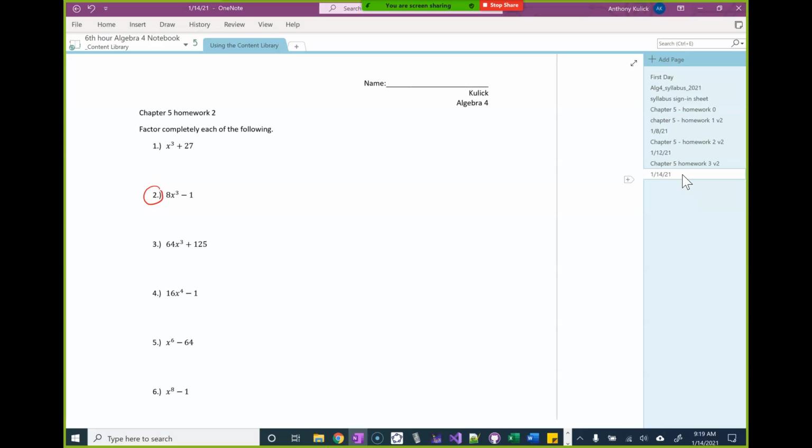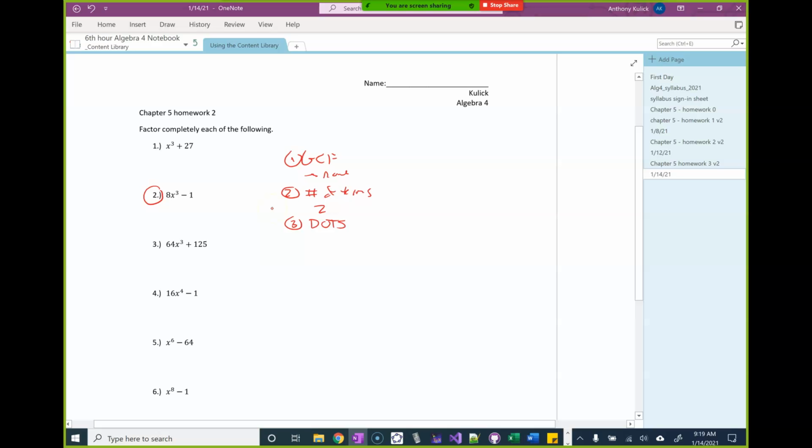Okay, so this first problem, again, the first thing we check for is a greatest common factor. It's easy to see in this that there is no greatest common factor because one of the terms is 1, right? From there, we look at the number of terms. This has 2 terms. So let's just write some notes. Okay. So from the 2-term branch, the first thing we look for is the difference of 2 squares.